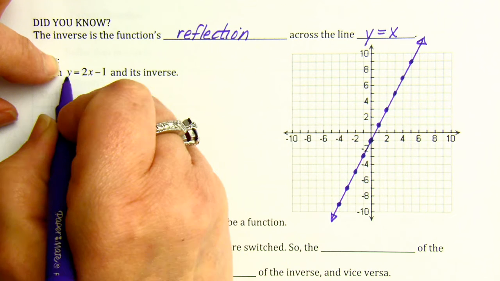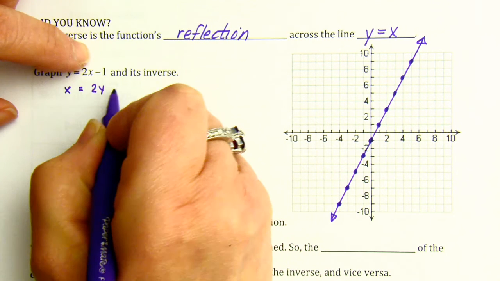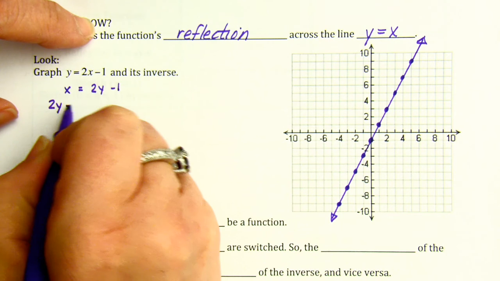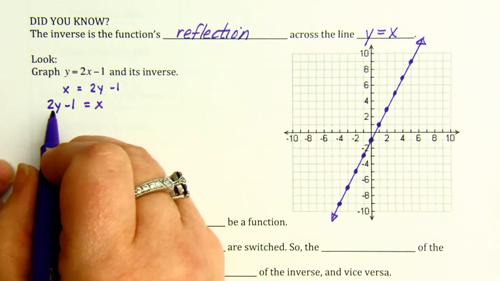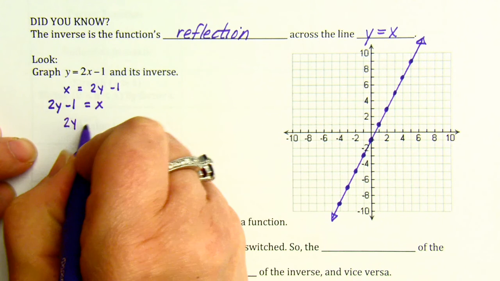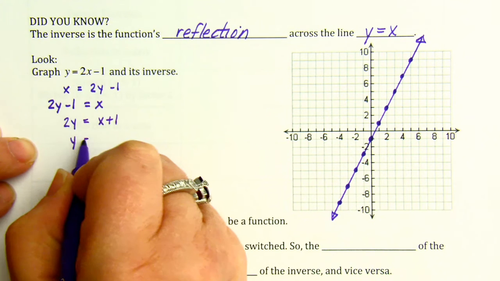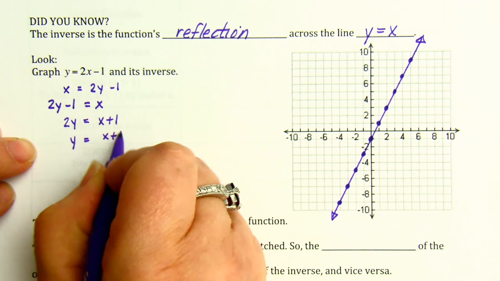So I'm going to let the y be an x and let the x be a y. I'm switching the x and y. I'm going to take the 2y minus 1 over to the other side. I showed you before I like to do that because I'm solving for y and I want that on the left side. I'm going to add 1, so this is 2y equals x plus 1. I'm going to divide by 2. Y equals x plus 1, that quantity divided by 2.